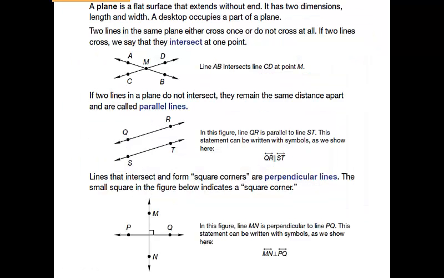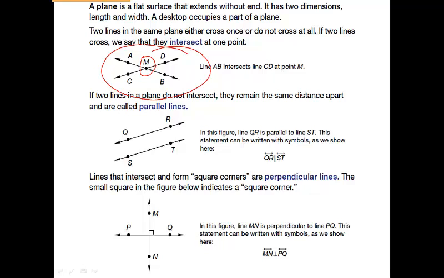A plane is a flat surface like a desktop or a piece of paper. It has length and it has width. And when you have two lines that cross each other, like in the example that we have right here, where they cross is called the intersect. In this case here, we've labeled this intersect as point M. So we would say that lines AB and CD intersect at point M.